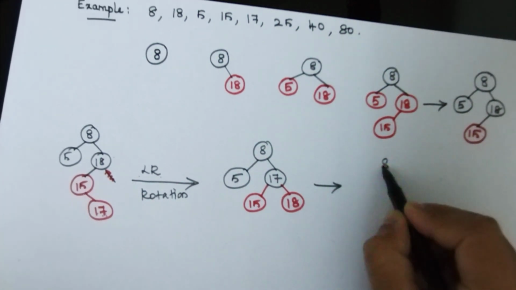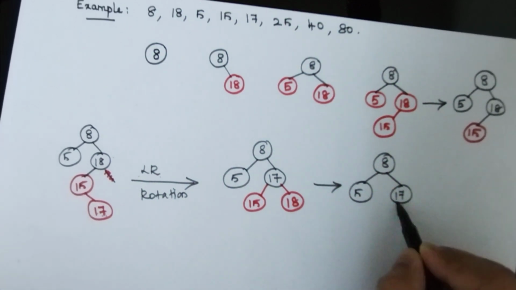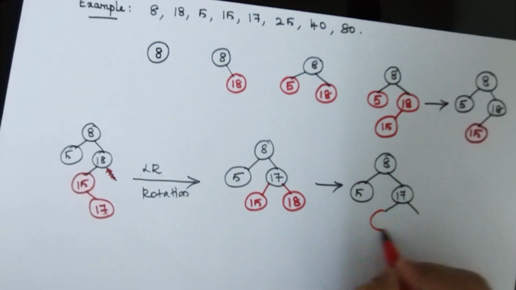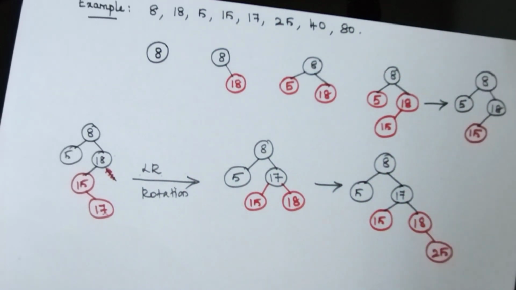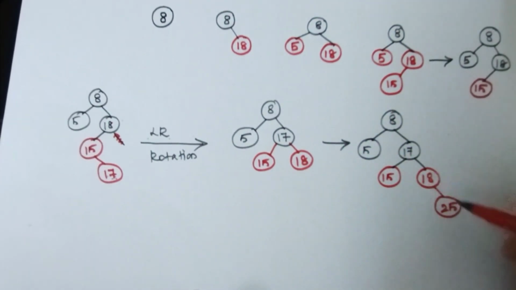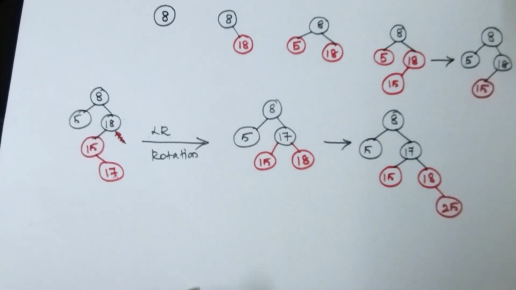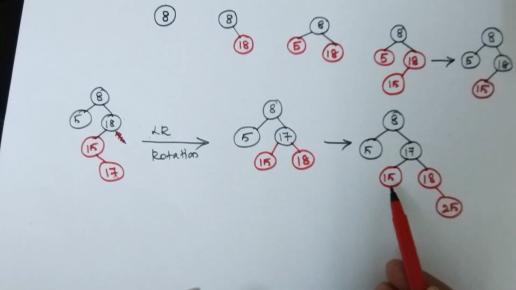So if you place 25, how will the tree become? Here on the left side 5, 17, and on the left hand side it is 15, and on the right hand side 18. Now 25 will get placed here. Here also it is violating the property. If you observe carefully, we have two consecutive red nodes. So again, check for the uncle node of 25. What is the uncle node of 25? That is 15. What is the color of this uncle node? It is red in color.